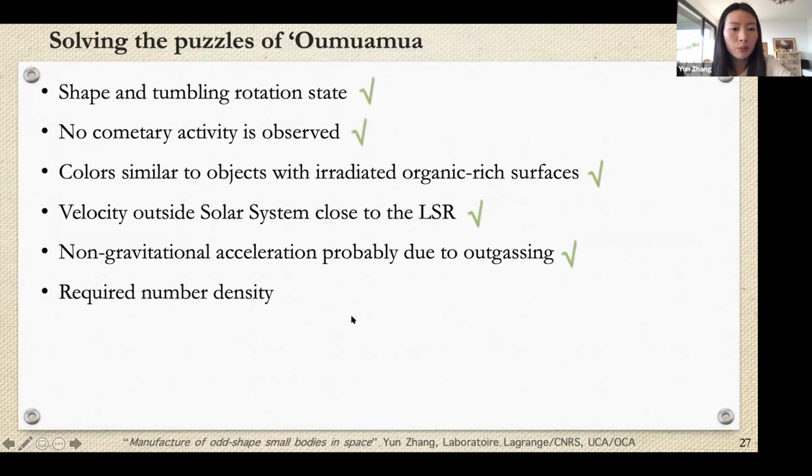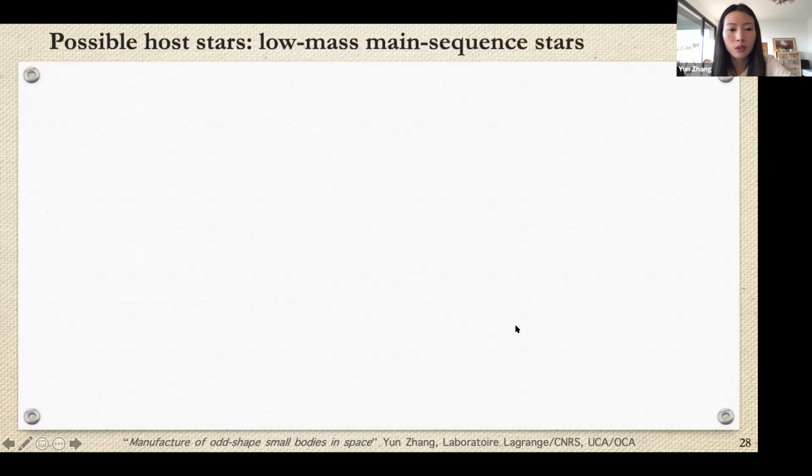The last question we need to answer is whether this formation scenario can produce the required number density for an Oumuamua-like interstellar object. To estimate the mass budget of Oumuamua-like interstellar objects, we need to consider the properties and populations of both the host star and the parent body. The most possible host star is the low mass main sequence star.